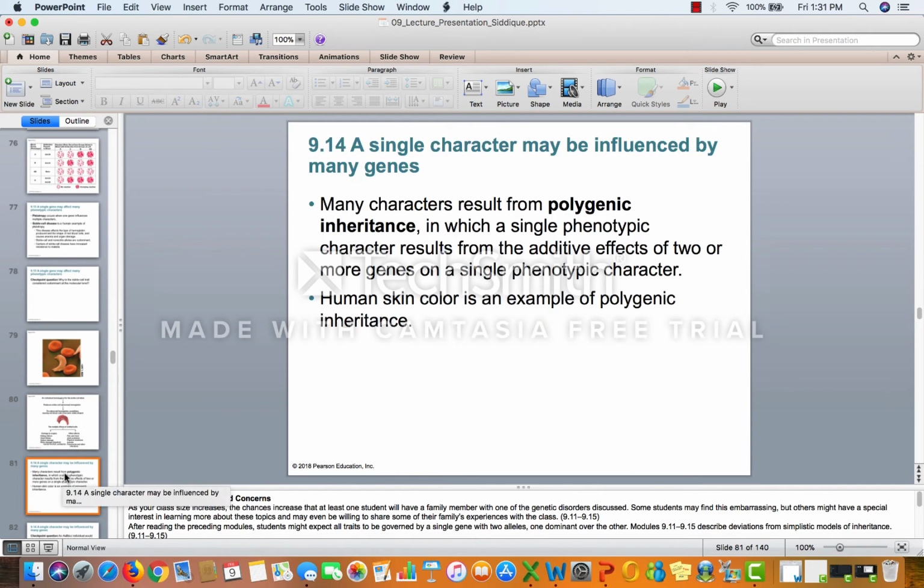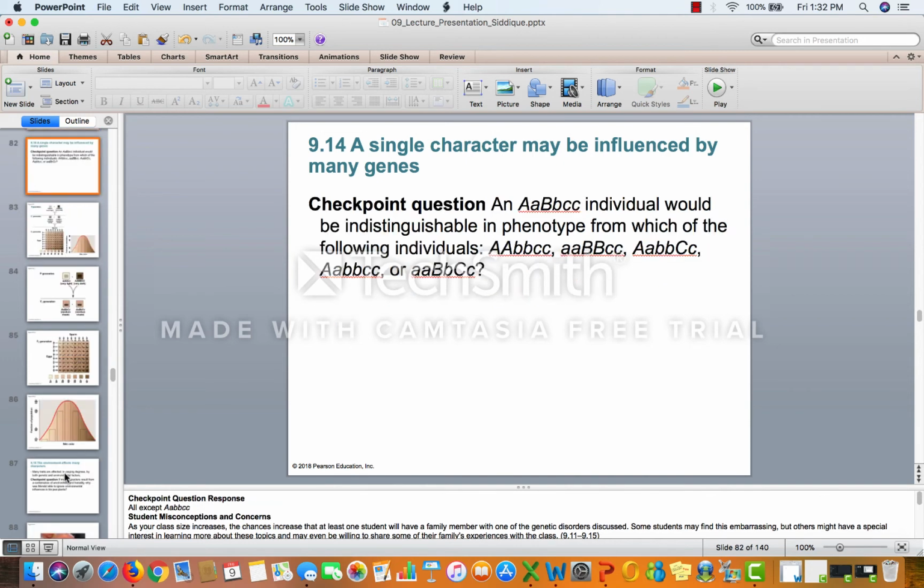A single character may be influenced by many genes. So polygenic inheritance means that, for example, your skin color is basically polygenic. So there isn't just one phenotype. We're not all just white, right? We're mixtures of white, brown, black, unique skin color types, right?